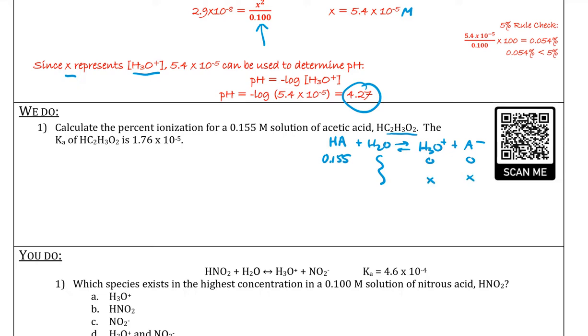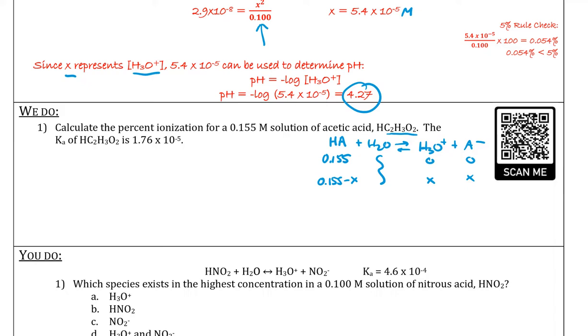I'm also leaving out the change line because we can read between the lines, if you will, and know that this will be 0.155 minus X. And again, like the last problem, we can probably go ahead and treat that X as negligible.